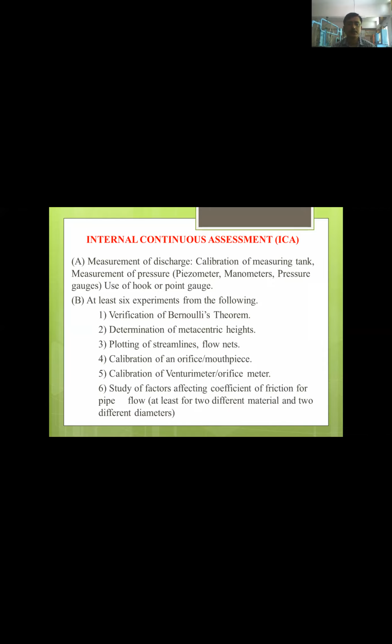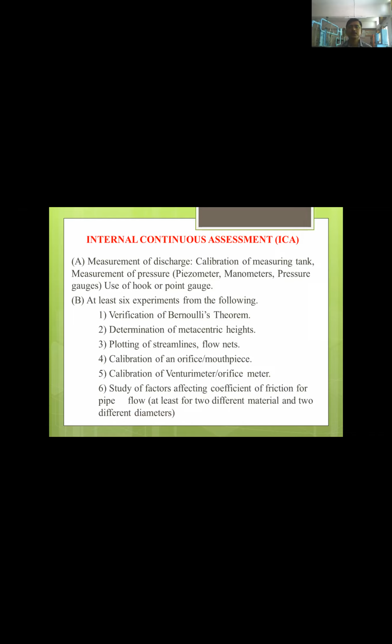Next one, practical number 4, calibration of an orifice or mouthpiece. What is an orifice? What is a mouthpiece? You are going to learn that in unit number 4, that is fluid dynamics. And we are going to find out the various hydraulic coefficients of these devices.